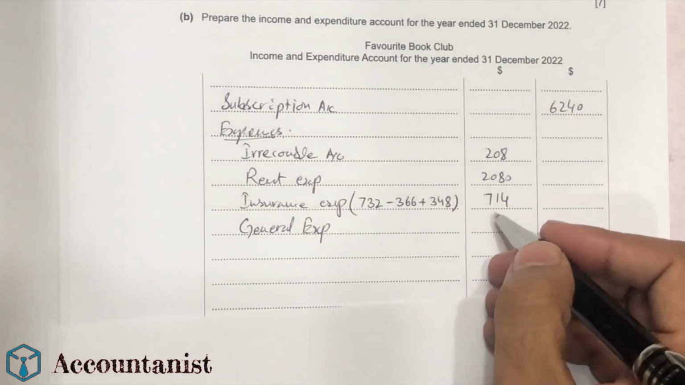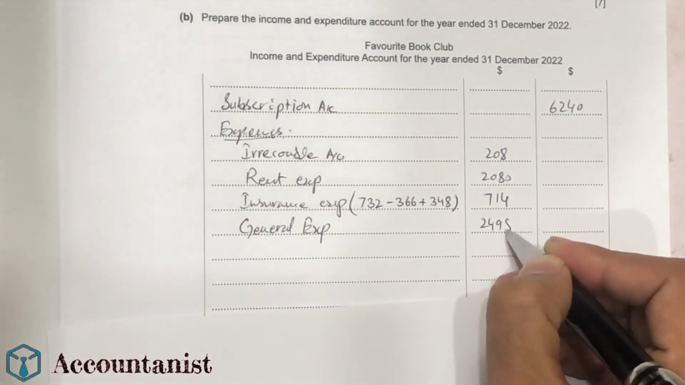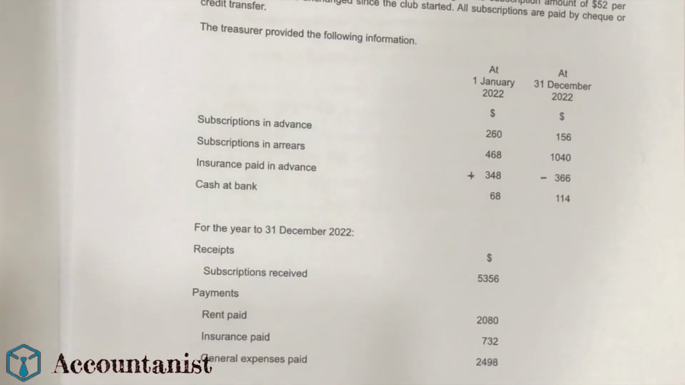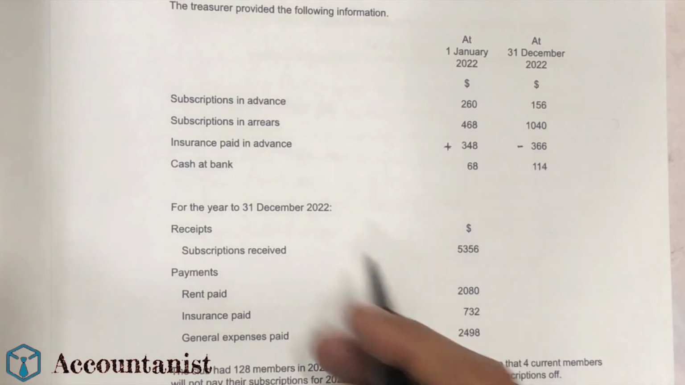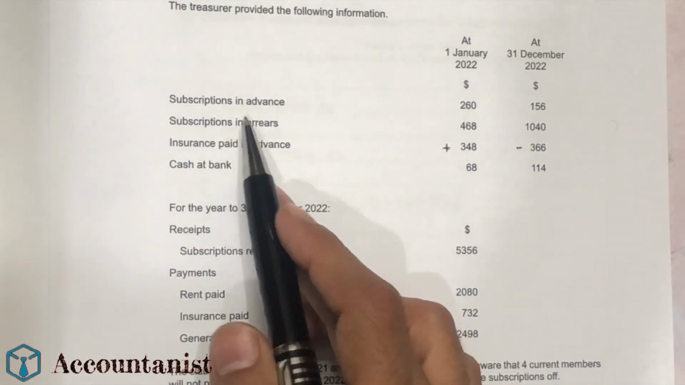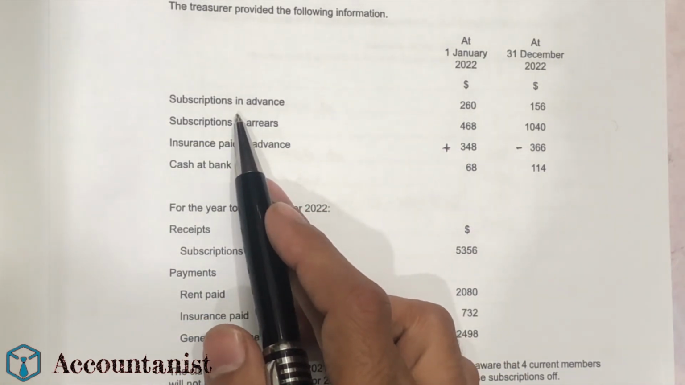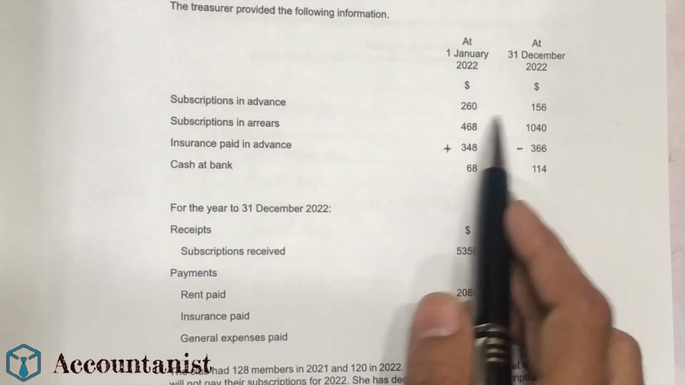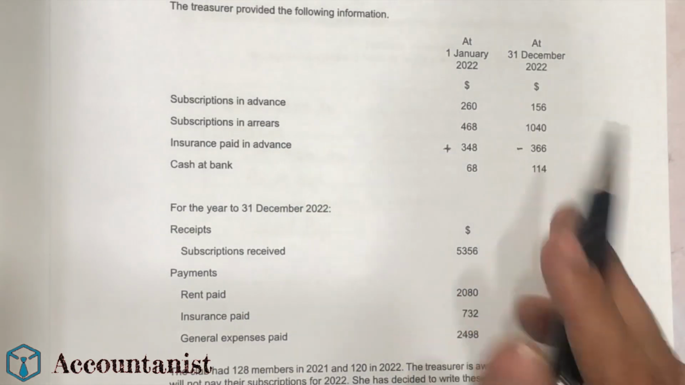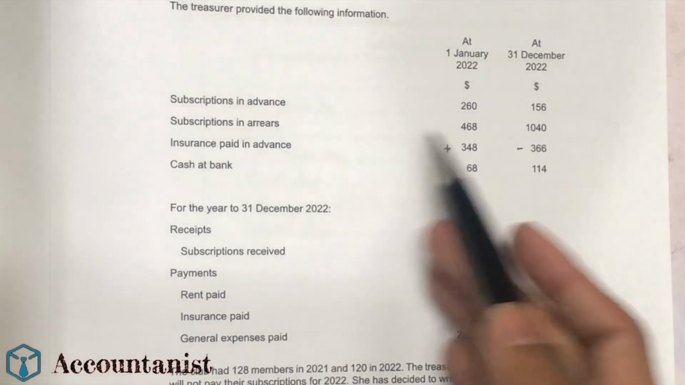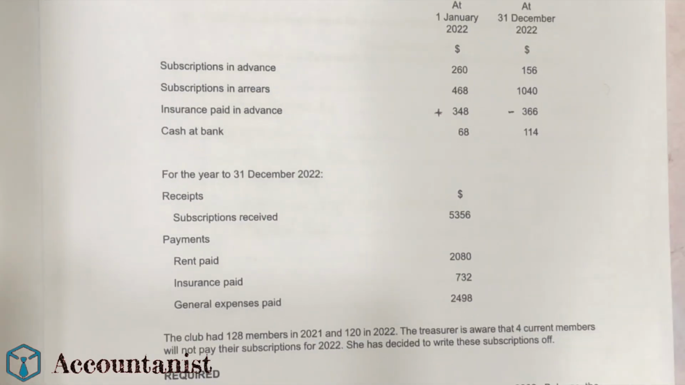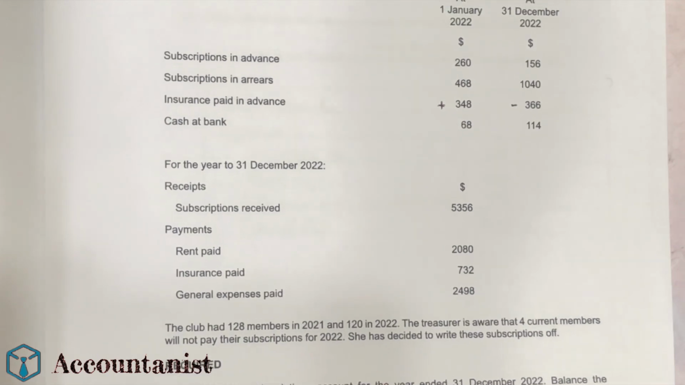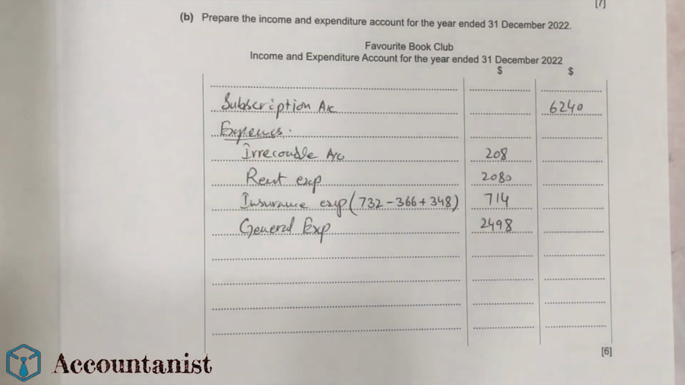So it's 2498. We have to look into the non-current asset, because mostly the questions always have a non-current asset here, the club and society question. So we have to deduct and adjust these to get the depreciation figure, the opening and closing balance of non-current assets. But we do not have any non-current asset in this question, which means the depreciation is not going to be recorded here.